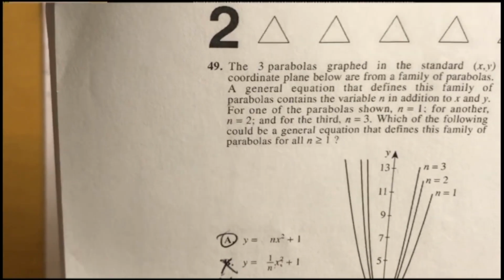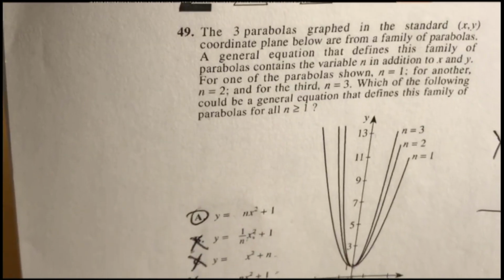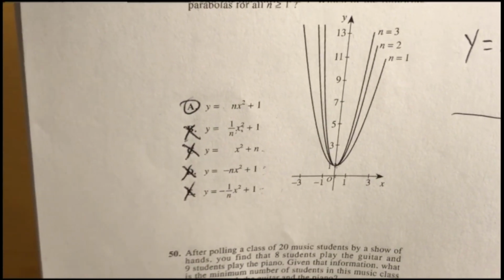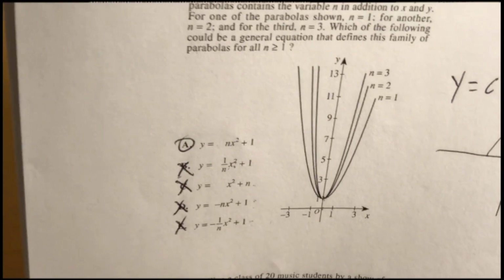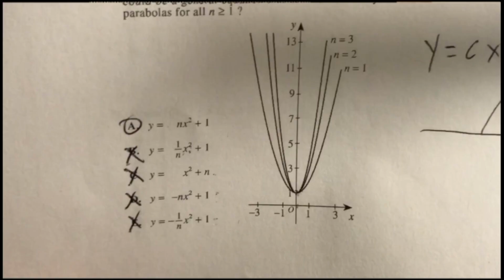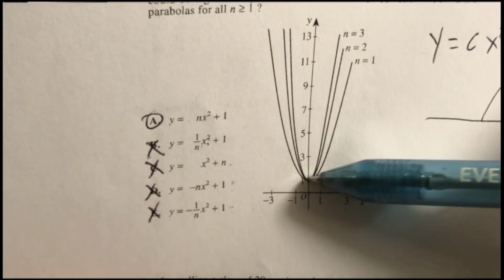Problem 49. The three parabolas graphed in the standard xy coordinate plane below are from a family of parabolas. A general equation that defines this family of parabolas contains the variable n in addition to x and y. For one of the parabolas shown, n equals 1. For another, n equals 2. And for the third, n equals 3. Which of the following could be a general equation that defines this family of parabolas for all n greater than or equal to 1?